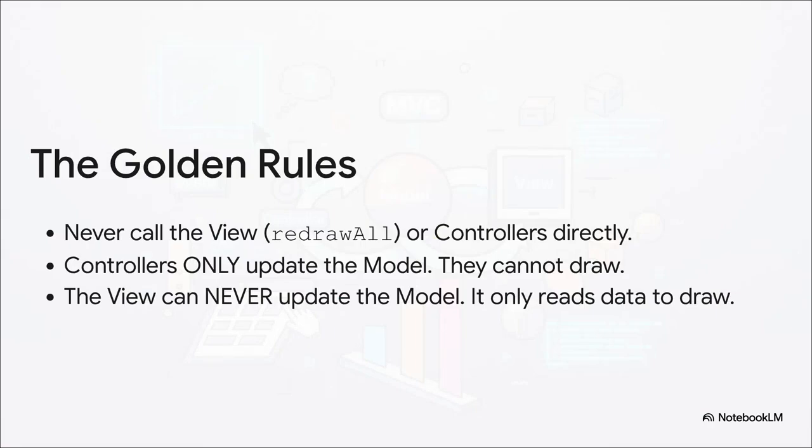So to get all these benefits, you have to follow the golden rules. Rule number 1, you never call the view or the controllers yourself. The system handles that. Rule number 2, controllers only update the model. They are never, ever allowed to draw. And rule number 3, the view can never update the model. Its only job is to read data and draw.